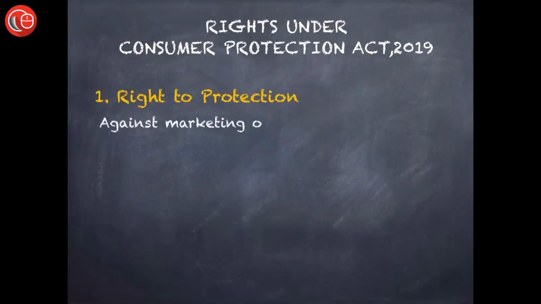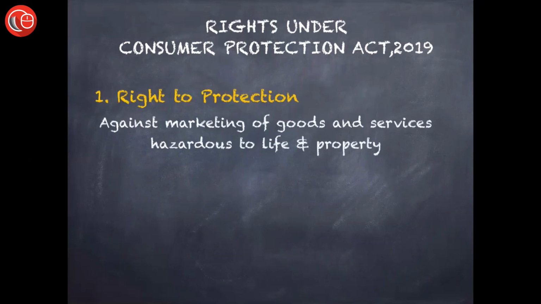Now, let's understand what the rights are that are granted to the consumer under the Consumer Protection Act 2019. First, it says right to protection. Against what are we claiming the protection? It is against the marketing of goods and services that are hazardous to life and property. If any goods or services are found to be hazardous or dangerous for the life or property of the consumer, they shall be banned then and there, or some regulation shall be brought against those goods or services.